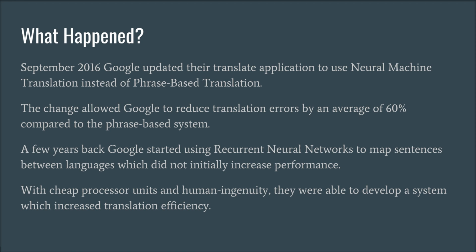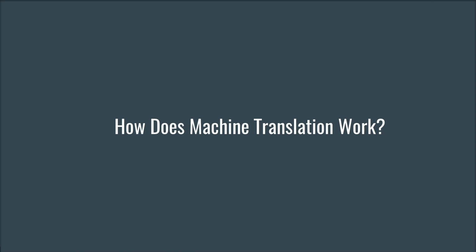A few years back, they started using recurrent neural networks to map sentences between the languages, but this didn't initially have any performance increase. But with the advent of the cheaper processor units, the TPUs, and some ingenuity, they were able to develop systems that increase the efficiency.